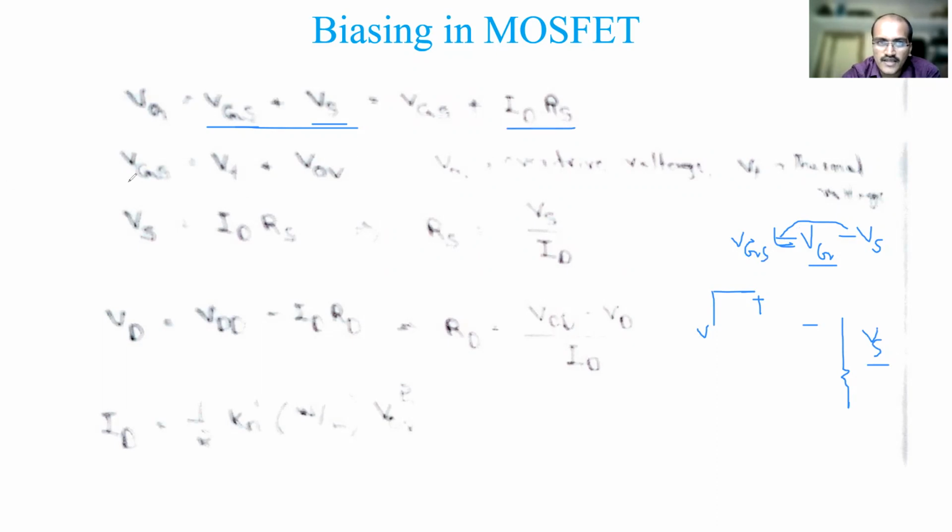Then another VGS value is calculated as VT plus VOV, because we know that VGS minus VT is the overdrive voltage. From this, VGS is given as threshold voltage plus overdrive voltage. This is another important relation in the design required. Then VS is ID into RS, already told you. From this, RS is equal to VS by ID. So how to calculate the RS value? The equation is VS by ID.